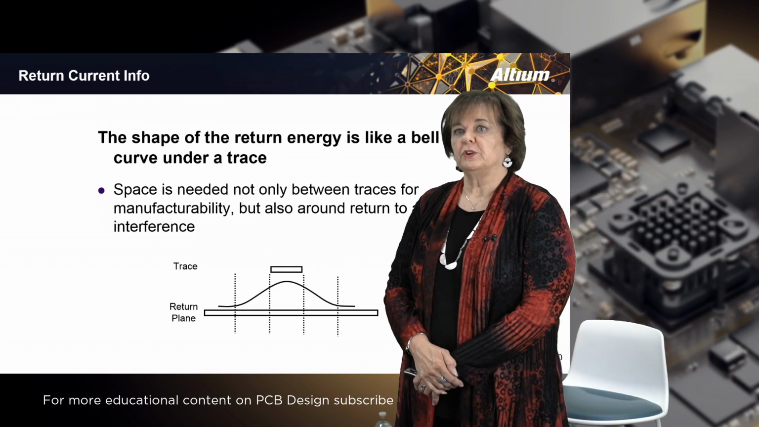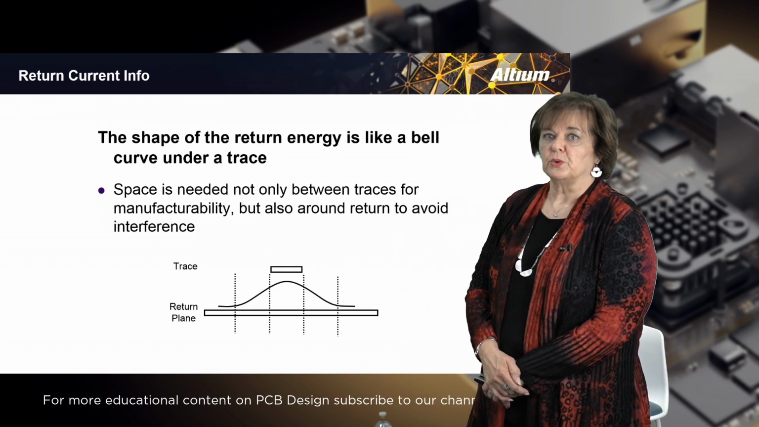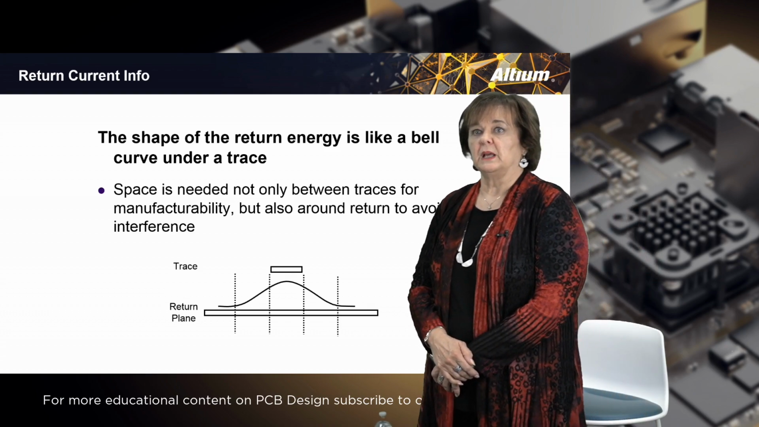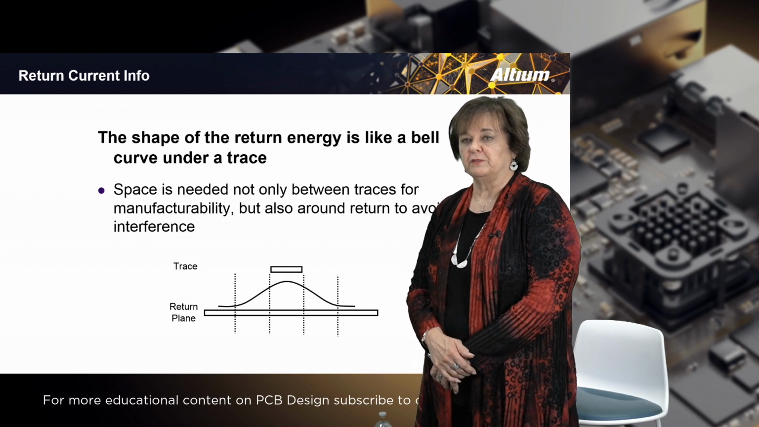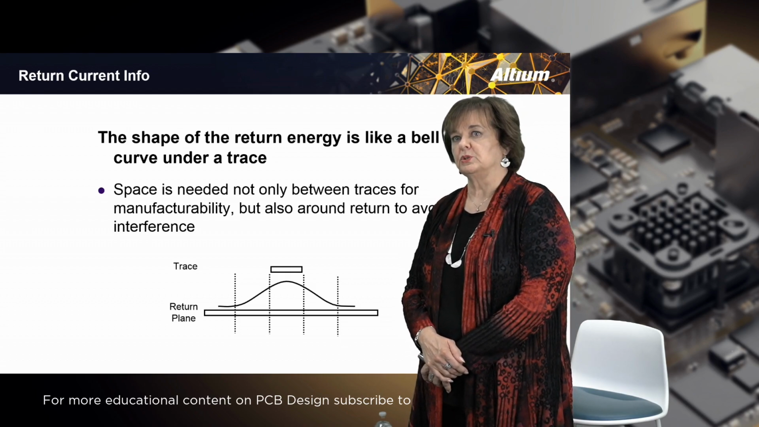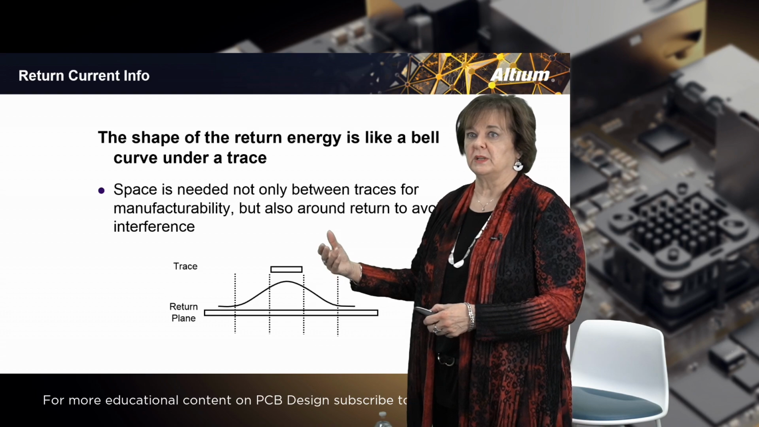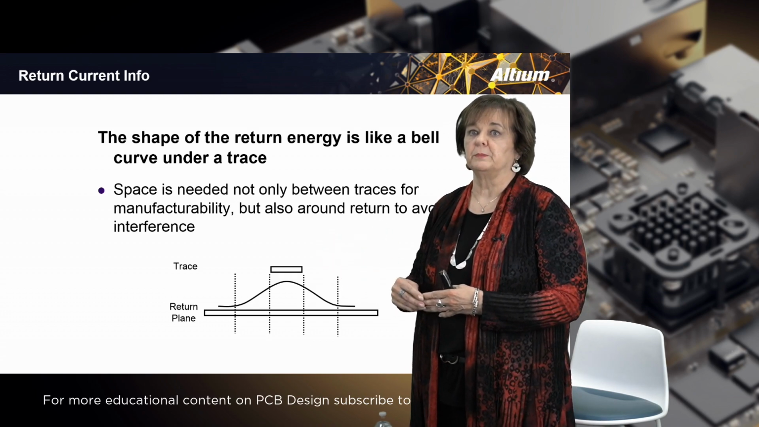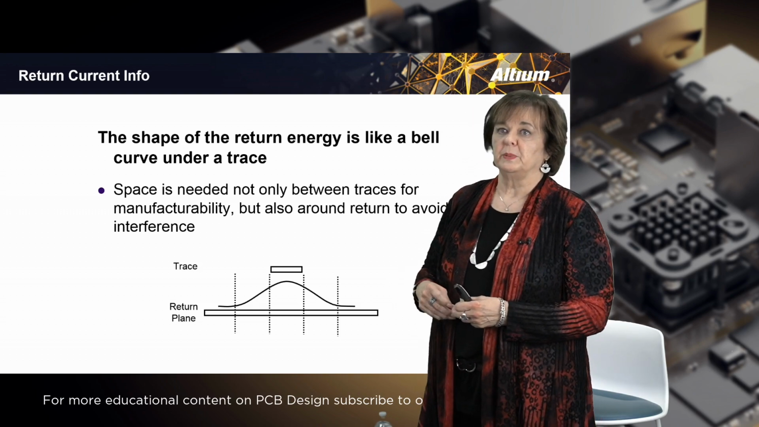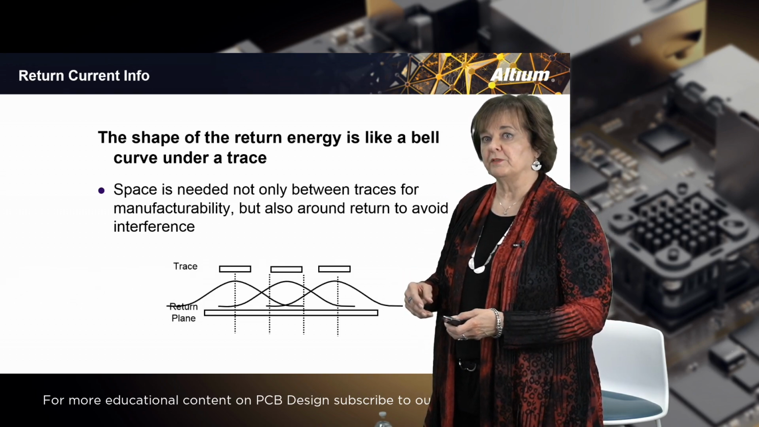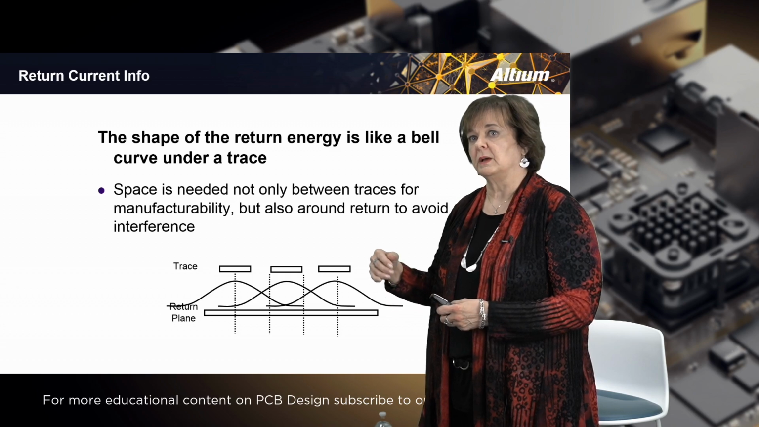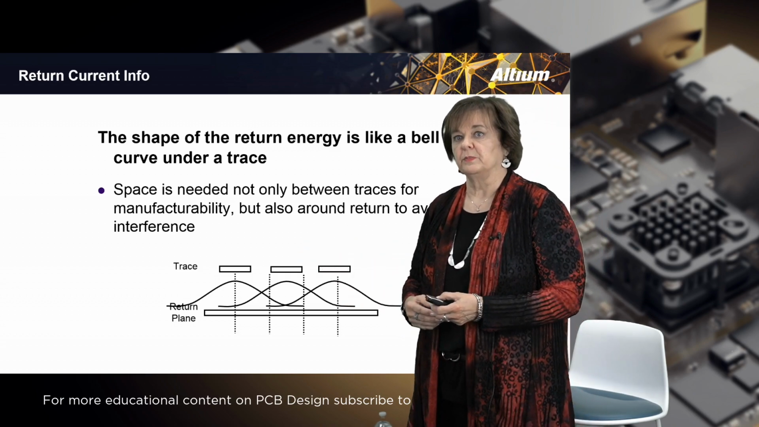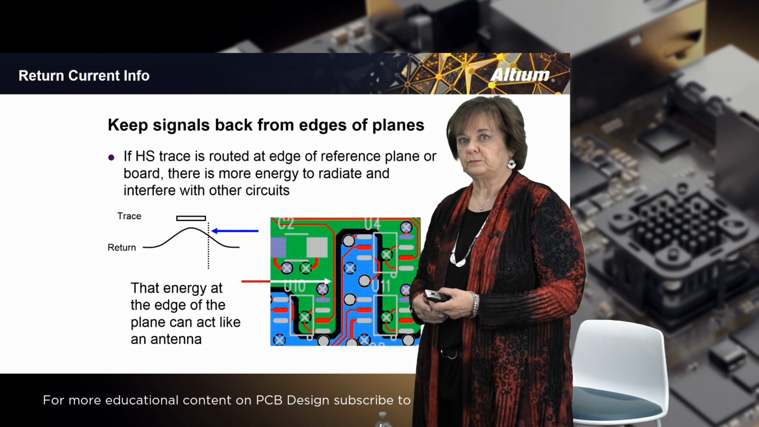The shape of the return energy is like a bell curve under a trace. The space is needed not only for the traces' manufacturability, because we want to be able to manufacture the traces easily, and putting them too close together can cause manufacturability issues. But we also want to keep them apart from each other because we don't want those bell curves to overlap one to the other and create any kind of noise between those signals as well.